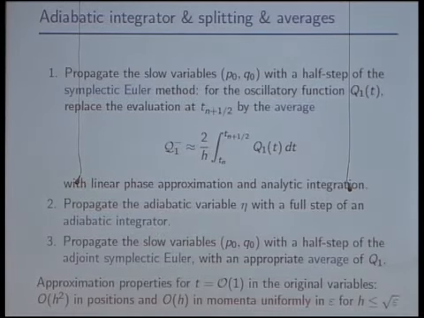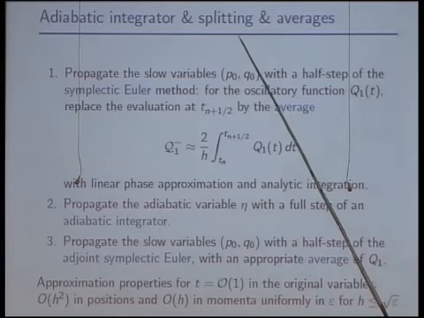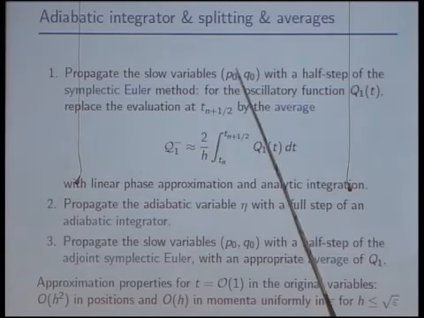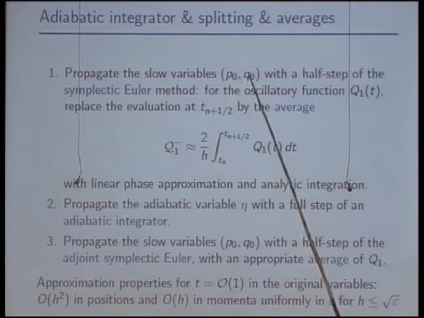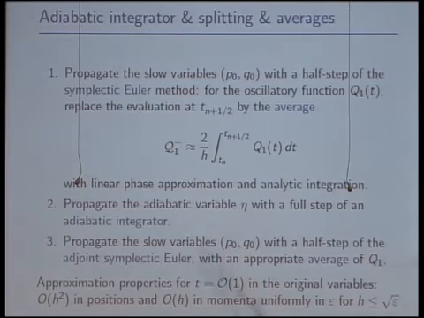Now let me come to a numerical integrator. So we work with these variables P0, Q0, which are the slow variables, and these adiabatic variables eta. And what we do is now a mixture of all that we have had previously. We use an adiabatic integrator for the adiabatic variables. We use a splitting scheme, and we use some averages for the highly oscillatory integrals that appear for the highly oscillatory terms that appear in the system. So for the slow variables, we just use, in the first step of the splitting method, a symplectic Euler method.